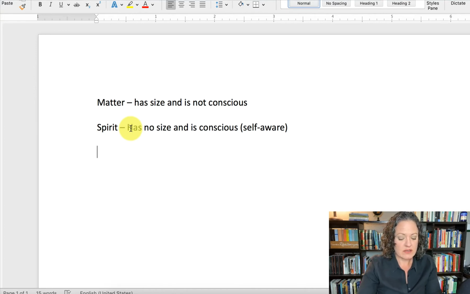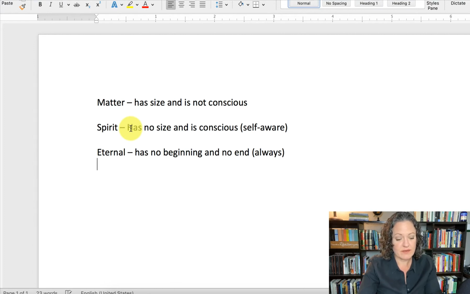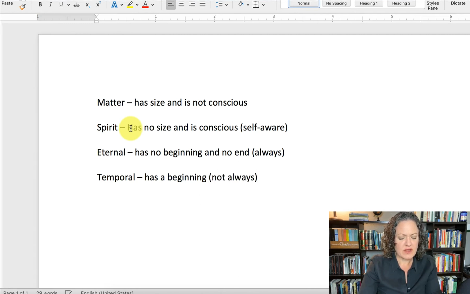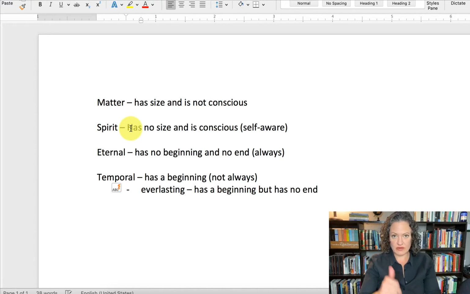Two other concepts that are going to come up in metaphysics that I want you to know about: eternal, which is something that has no beginning and no end. So it is always. Always in the past, always in the future, always. The corollary concept to eternal is temporal. Temporal has a beginning. So it's not always. And there's another category of temporal I'm going to tell you about. It's called everlasting. Everlasting has a beginning, but has no end. It is forever in one direction.